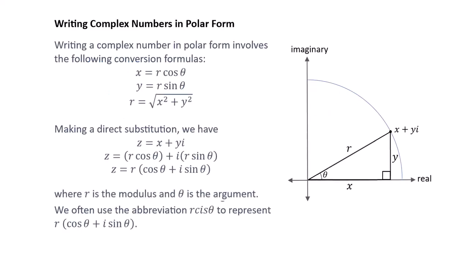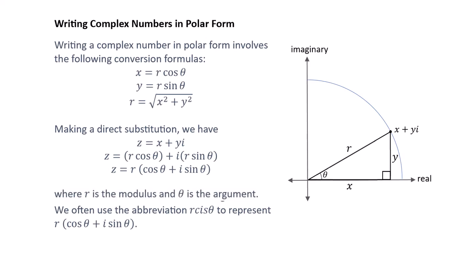Writing complex numbers in polar form. Writing a complex number in polar form involves the following conversion formulas. x will be r cosine theta, y is equal to r sine of theta, and r is the square root of x squared plus y squared.